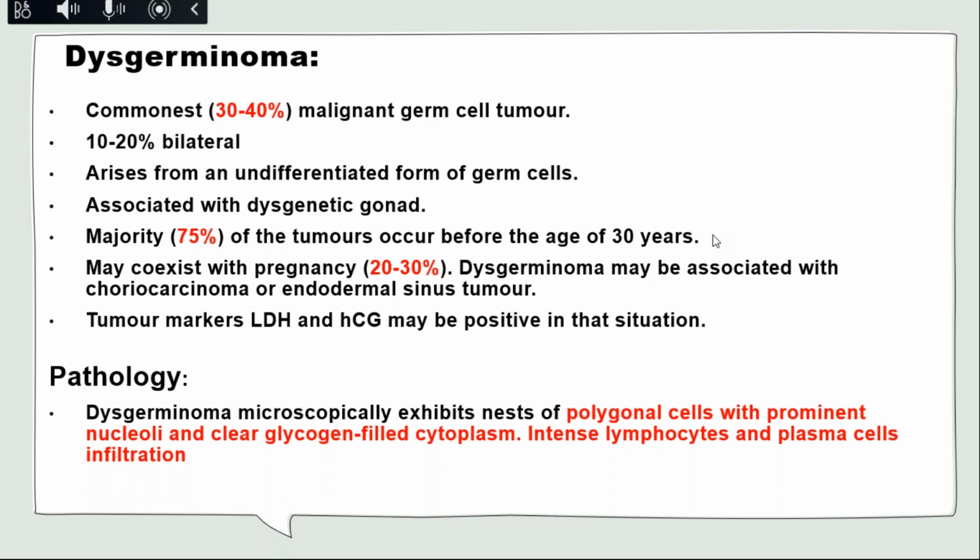So the pathology shows that dysgerminoma microscopically exhibits nests of polygonal cells with prominent nucleoli and clear glycogen-filled cytoplasm. And there may also be intense lymphocytic infiltration.